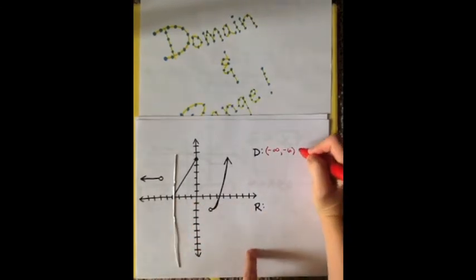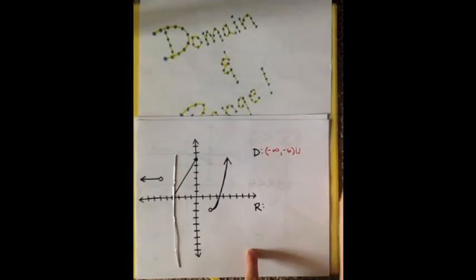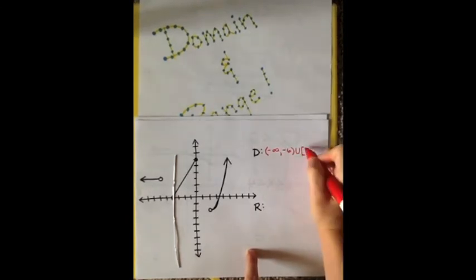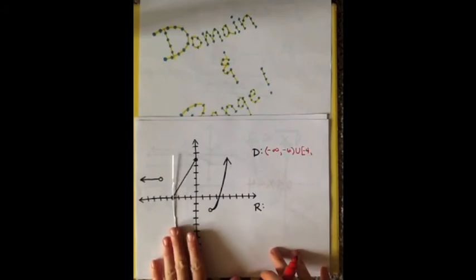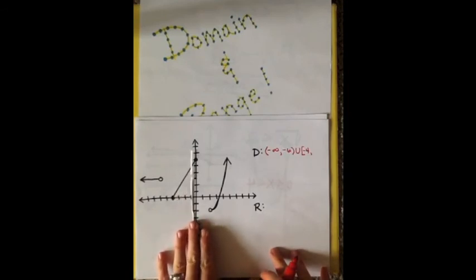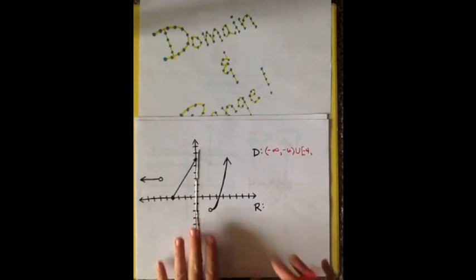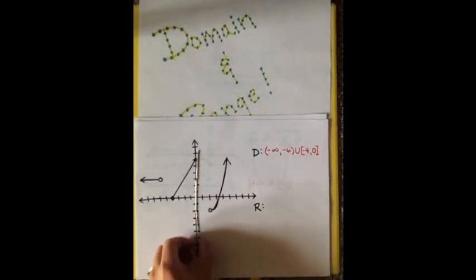Then I keep going with my paperclip. Where does it hit the graph again? Oh, it hits the graph here at -4. Is it included at -4? Yes, it is, because it's a closed circle. So now that I have another section, I'm going to use union between my sections. And because it's included, I use a bracket. So this goes -4 to, where does it stop when I pan across with my paperclip? Stops right here at 0. It's as far as I can go. Is it included at 0? Yes. So I use a bracket because it's a closed circle.